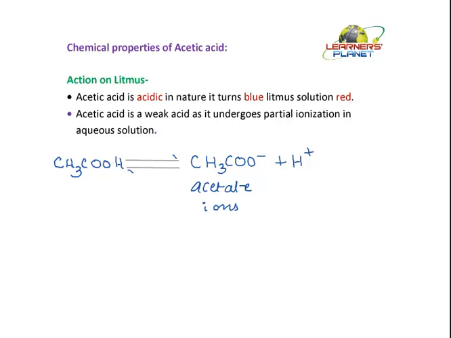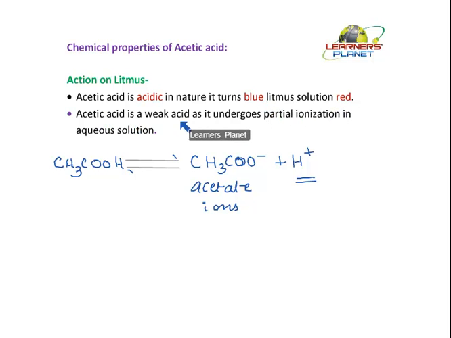And what type of ion is it giving in the solution? It is giving H plus ion. So it is an acid. Those substances which give H plus ions in solution are what? Acids. So what effect will it have on the litmus solution? It will turn blue litmus red.